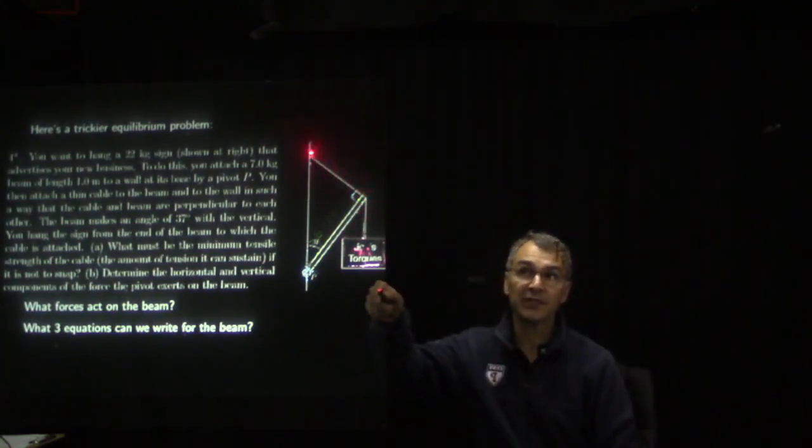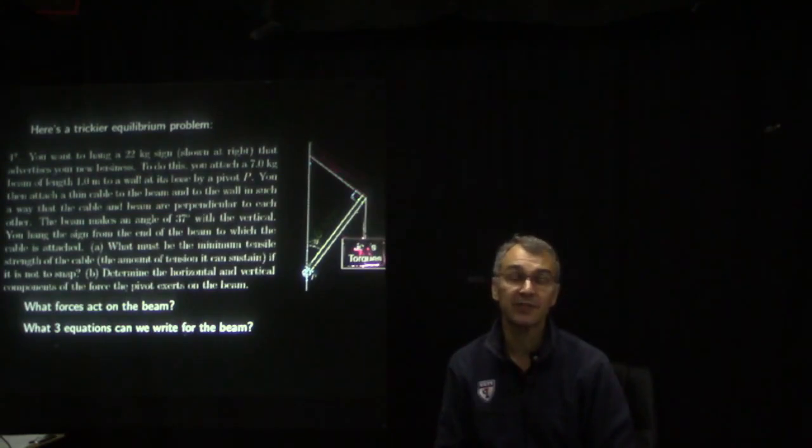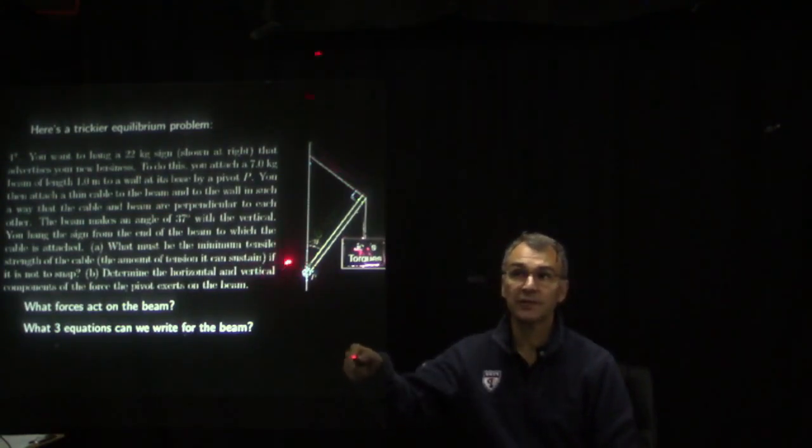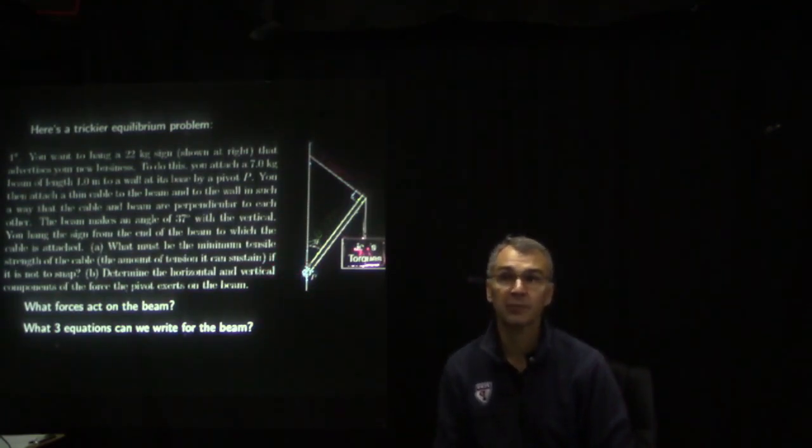Then there's the cable tension. So there's a contact force by the cable on the beam, which points along the axis of the cable. So you could just call that T, tension T. And then at this pivot, there is a horizontal component and there is a vertical component of the force exerted by the pivot on the beam.